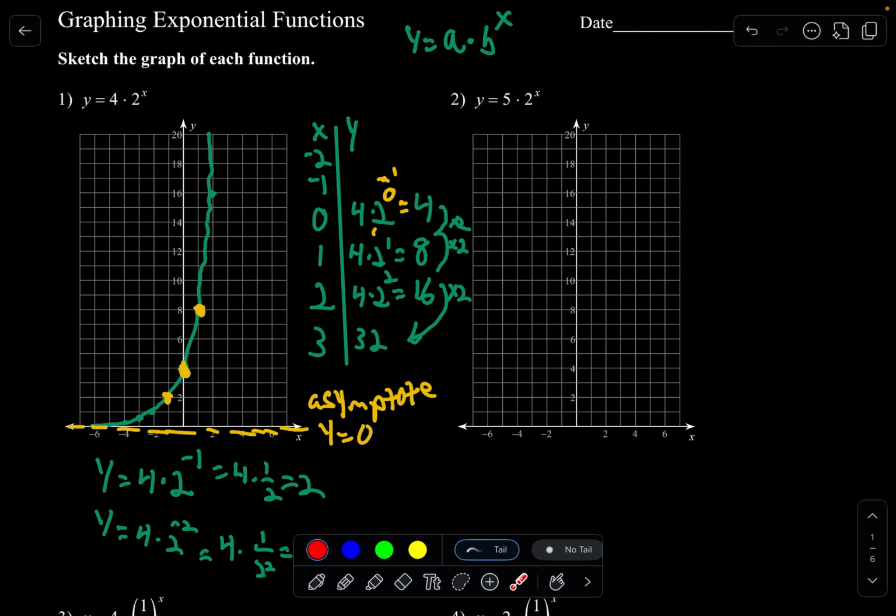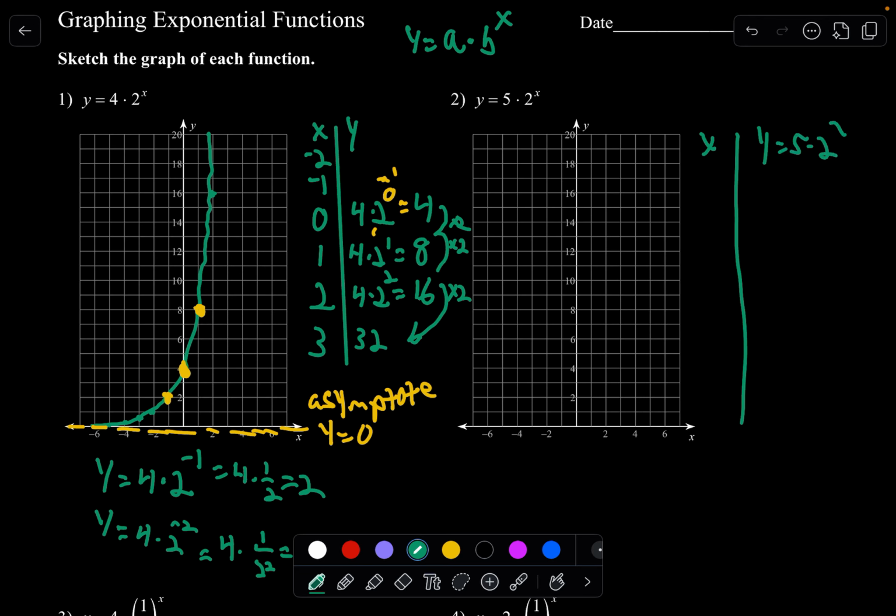Okay, so the next one, y equals 5 times 2 to the x. Same idea, make a table. So we would have x, y, and that's 5 times 2 to the x. We'll have, let me make 0. That's our y-intercept when x is 0. And then let's go a couple numbers bigger, 1, 2, let's go 3, and then a couple numbers smaller.